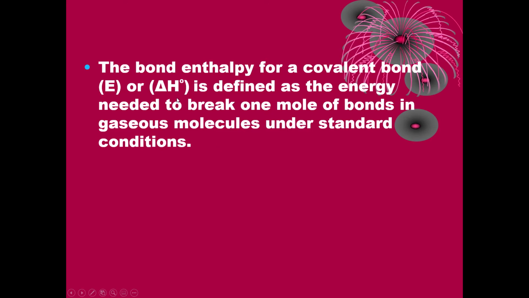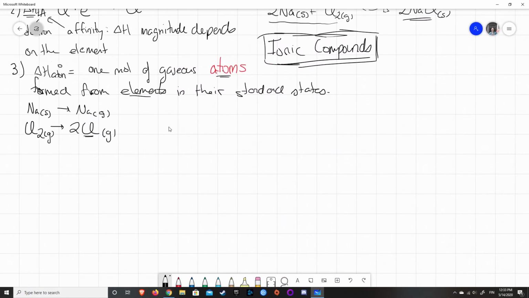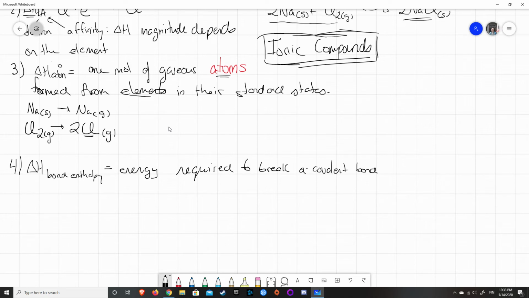Bond enthalpy. This is something that we covered in the last unit. Bond enthalpy is the energy needed to break 1 mole of the bonds of the gaseous molecule. So we can say delta H of bond enthalpy. That's the energy required to break a covalent bond, and that's in the gas phase.